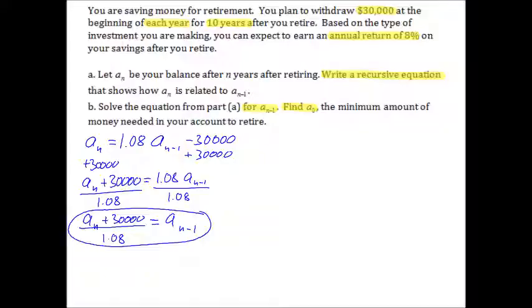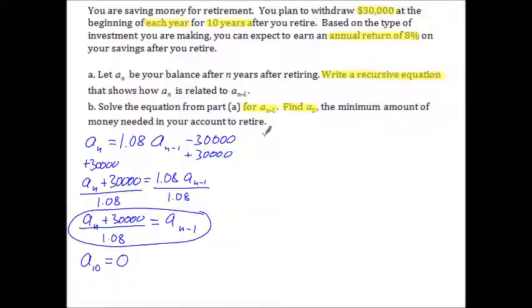And now we're going to use this rewritten rule to go from our last amount, which is A sub 10, all the way back to A sub 0. Now A sub 10 we're going to assume is equal to 0. We have withdrawn money for 10 years, $30,000 each, and then we're done. There's no more money left.